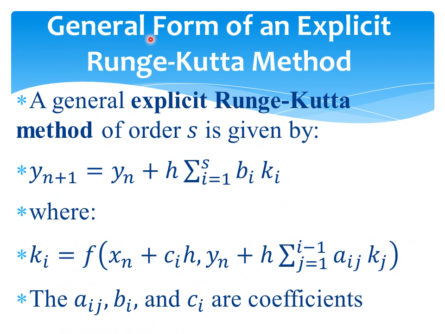The general form of an explicit Runge-Kutta method. General explicit Runge-Kutta method of order s is given by. Now you can see here this is a general form of Runge-Kutta method where we find ki, means k1, k2, k3 and so on. Aij, bi and ci are coefficients in these equations.